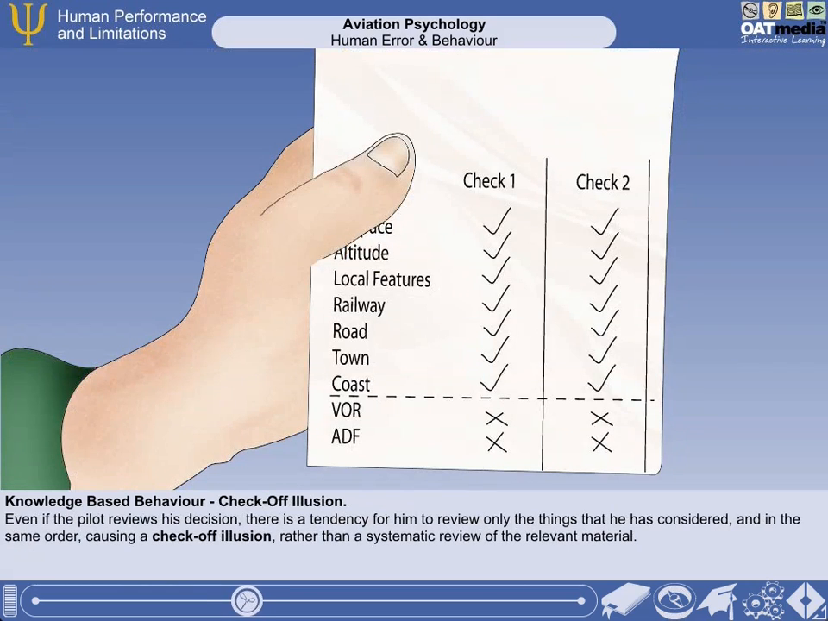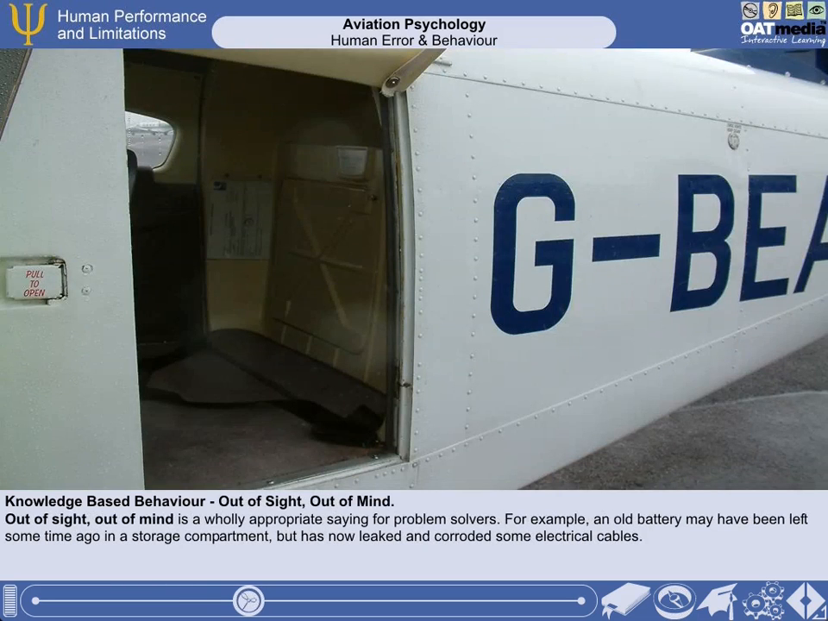Even if the pilot reviews his decision, there is a tendency for him to review only the things that he has considered, and in the same order, causing a check-off illusion, rather than a systematic review of the relevant material. Out of sight, out of mind is a wholly appropriate saying for problem solvers. For example, an old battery may have been left some time ago in a storage compartment, but has now leaked and corroded some electrical cables.